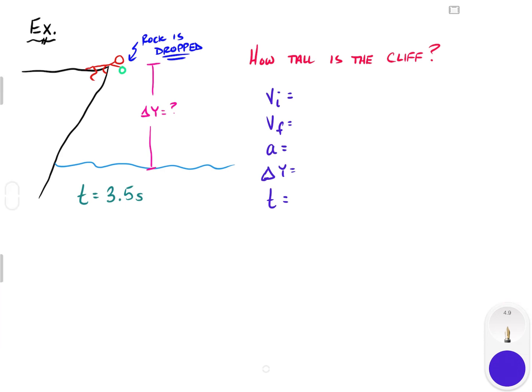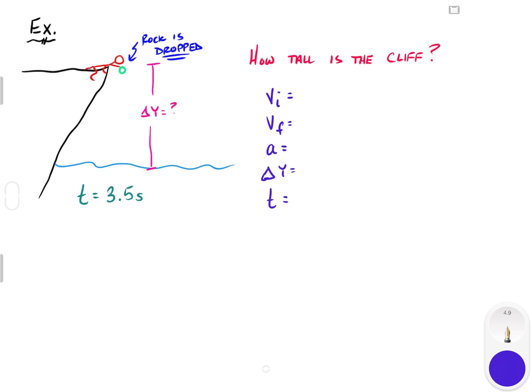So again, pause the video quickly if you want to jot this example down, and then you can play it when we walk through it. So you have a rock that's being dropped from someone on top of a cliff over some water. We know that it takes about 3.5 seconds for that rock to fall all the way down and hit the water. So the question becomes, how tall is this cliff?